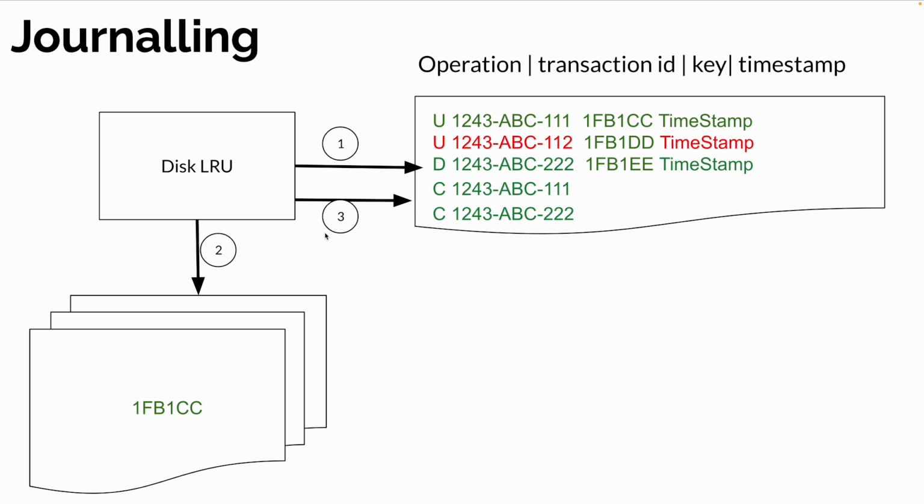Our journal file has a bunch of journal entries. Each entry in the journal represents a cache operation. It typically contains whether the operation is an update or a delete, a transaction ID, the key of the cache entry, and the timestamp.